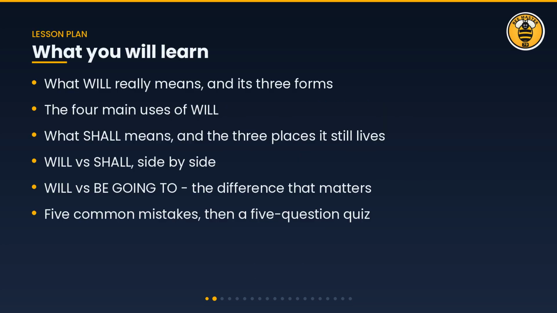Here is our plan. First, the core meaning of will and its three forms. Then the four main uses of will. After that we meet shall and the three places where English speakers still use it every day. We will compare will with be going to, look at the 5 mistakes learners make most often, and finish with a short quiz so you can test yourself.